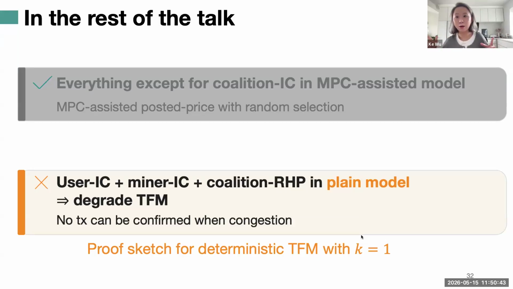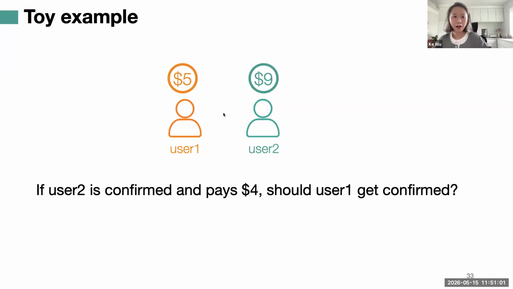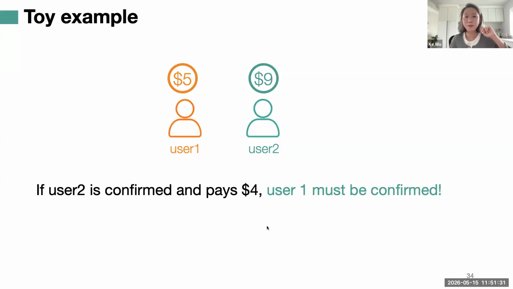Okay. Again, recall that we're going back to the plain model. So there's a single miner creating the block, and it can censor users' bids. This is actually the important attack that leads to this impossibility. So if we look at this toy example, okay, let's say user 2 bids 9, user 1 bids 5. If user 2 is confirmed and pays 4, what can we conclude about user 1? So I claim here that user 1 must also be confirmed.